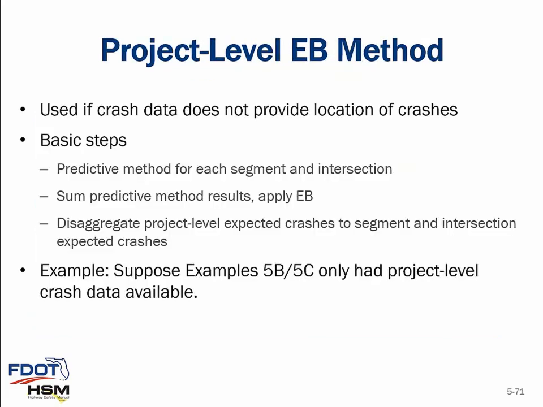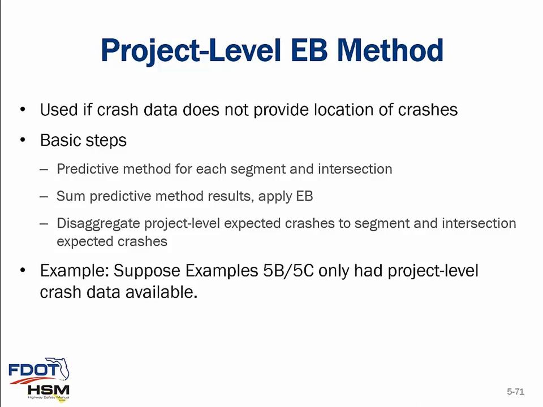There's another method of doing empirical Bayes. I hit on it earlier, but it's called project level EB. This is for a condition where you have crash data, but you don't have it geolocated so that you know exactly where it is. You have it from a point A to a point B. You know you've had this many crashes in that area, but you don't know exactly where they are.